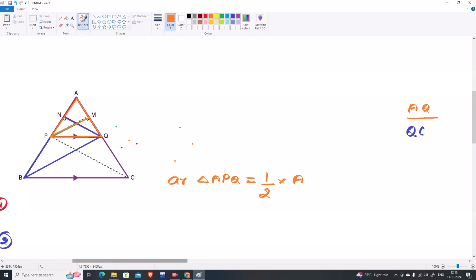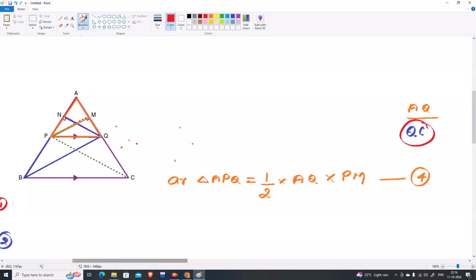So half into AQ. AP is also a base, but we considered it already for the left hand side. Here I need AQ for the right hand side. So I consider AQ as the base multiplied by the height PM. This is the fourth equation.